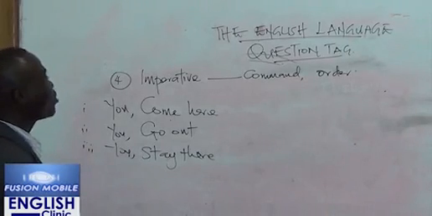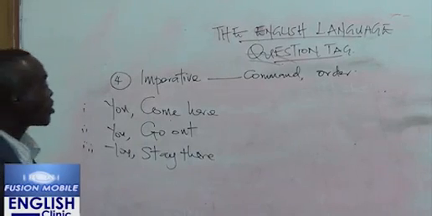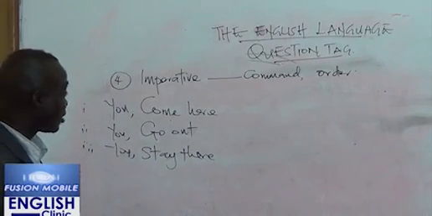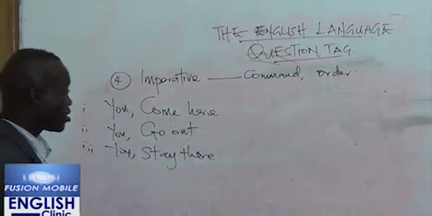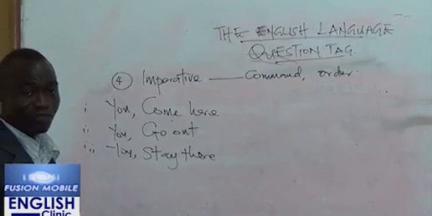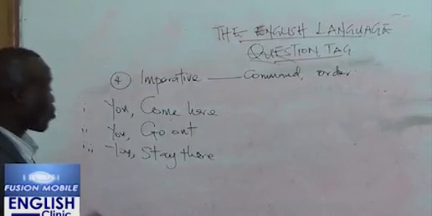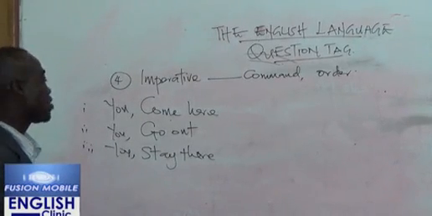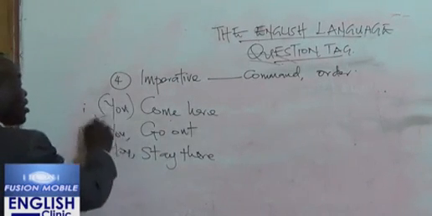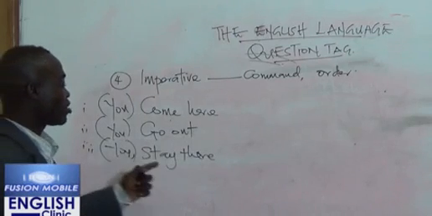So, whenever we want to form a question tag for an imperative, the rule is that an imperative can be made into less of a command and more of a request by adding a positive tag in the future tense. Remember, I said that the subject is not necessary. That's why we say, come here, go out, stay there.